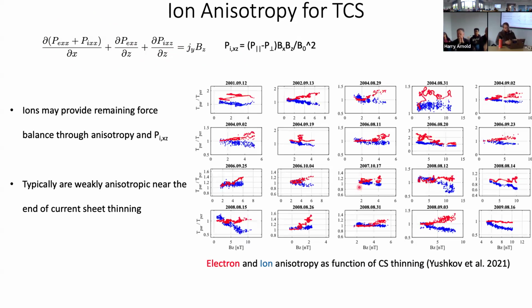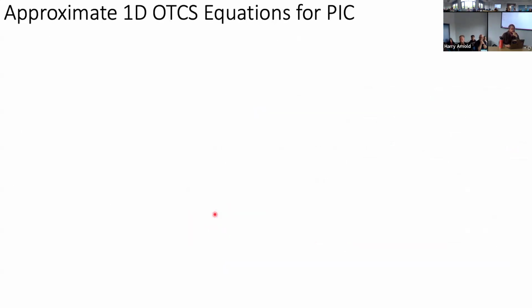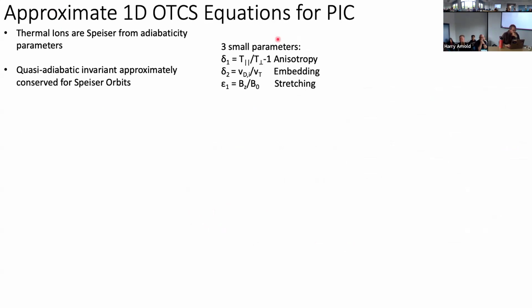And it turns out, Yushkov et al. 21 has these 20-odd plots from different events showing the ion and electron anisotropy as a function of the thinning. So the x-axis here is BZ, and the thinning process goes from the right side to the left side of these plots. And what you'll notice is that in almost all of these, at the left side, there is some weak anisotropy in the ions, something a little bit larger than 1. So we have this weak anisotropy. Maybe we can do some approximation based on that.